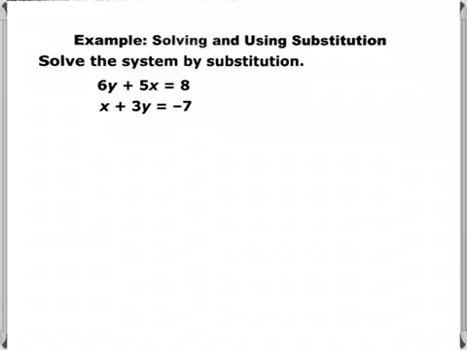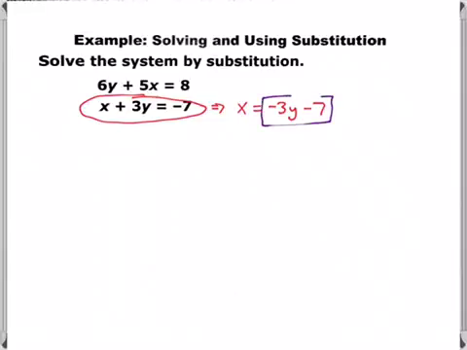Alright, for this example, I recommend solving the second equation for x in order to use substitution. And in order to do that, you have to subtract 3y from both sides, giving you x equals negative 3y minus 7. Now that I know what x equals, I can take this value and I can sub it in for x in the first equation, giving me my new equation to be 6y plus 5 times negative 3y minus 7 equals 8. Then we'll simplify this.